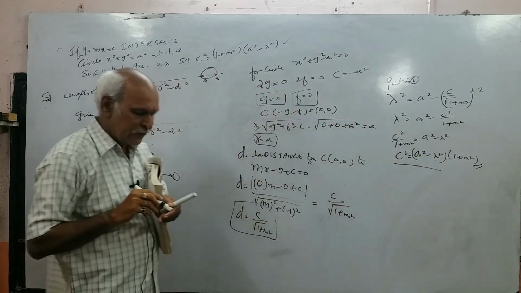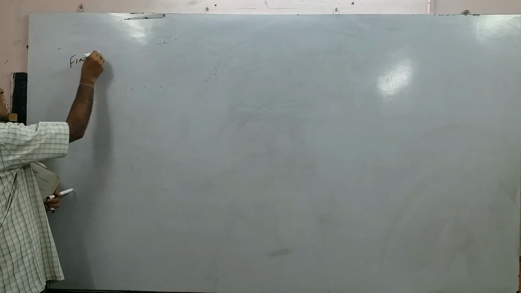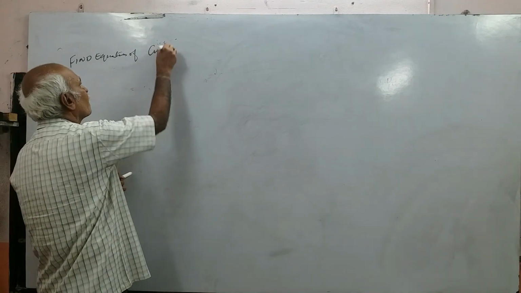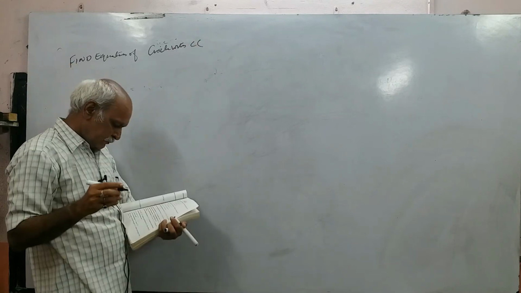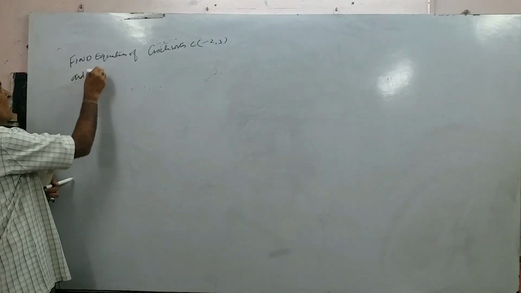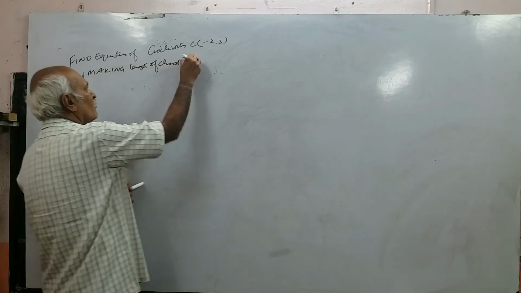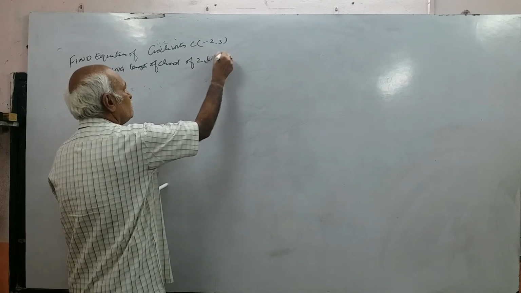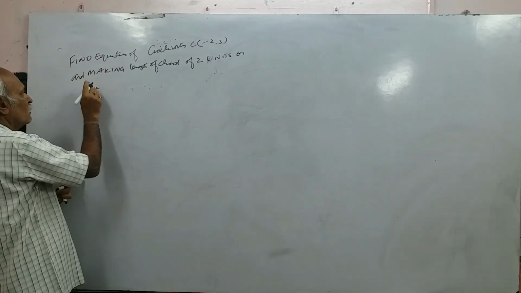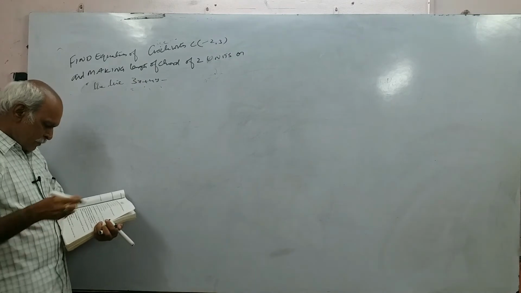Okay, let us see the next problem. Find the equation of the circle with center minus 2 comma 3 and making a length of the chord of 2 units on the line 3x plus 4y plus 4 is equal to 0.